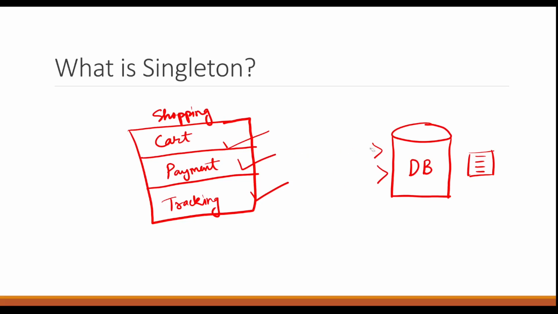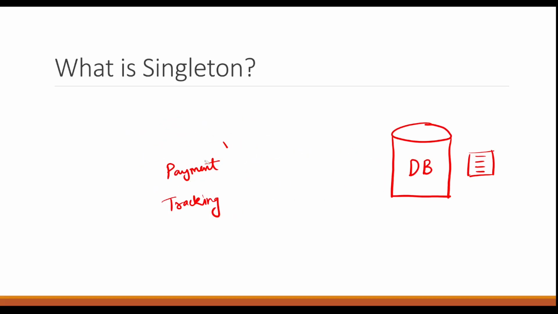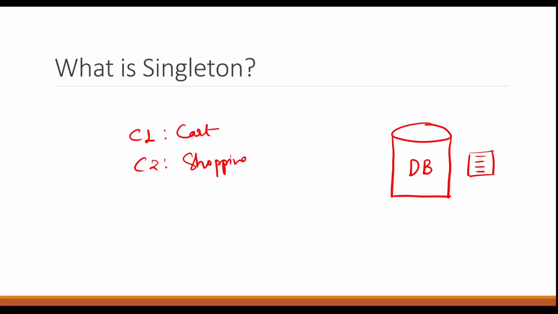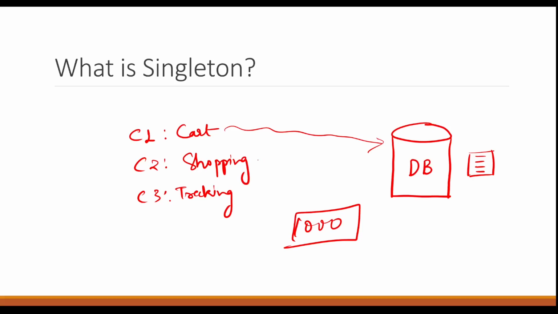Now suppose that in your application that has these three features, you are writing multiple different connections to talk to this database. So you create one connection which is used for the cart information. There's another connection that you use for payment information, and there's a third connection that you use for tracking information. And by the way, there are, let's say, 1,000 customers currently working on your application, and there are three different connections made to the database.